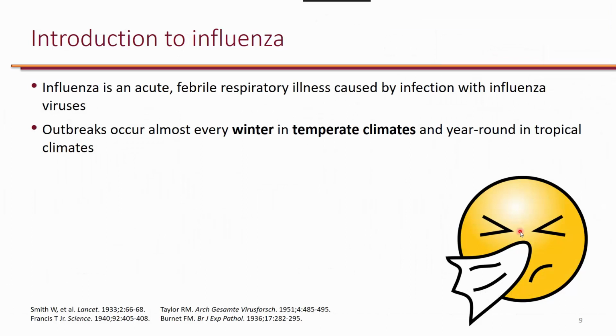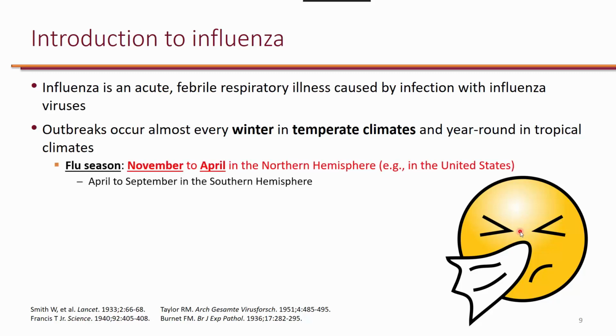Now let's take a look at influenza. Influenza is an acute febrile respiratory illness caused by the influenza viruses. In temperate climates such as the United States or North America in general, it typically occurs every winter. And it actually happens year-round in tropical climates. The flu season, for the most part, is approximately between November and April in the US.